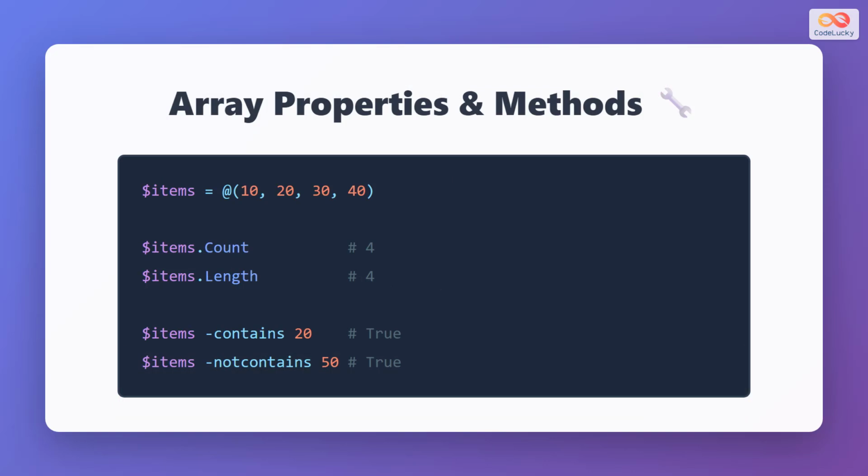Arrays come with built-in properties and methods that make them easy to work with. The 2 most common properties are Count and Length, which both return the number of items in the array. For our items array with 4 values, both properties return 4. PowerShell also provides containment operators to check if an array includes specific values. The -contains operator returns true if the array contains the specified item, like checking if items contains 20. The -notcontains operator does the opposite, returning true if the item is not in the array, like checking if items does not contain 50.